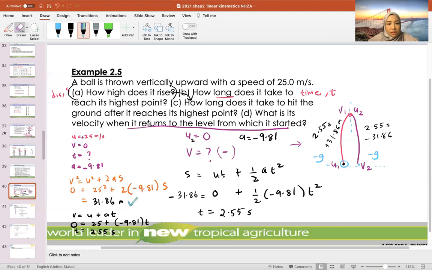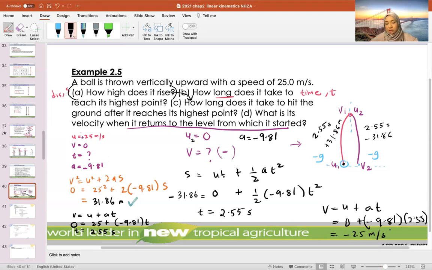What is its velocity when it returns to the level from which it started? So just use the same equation. V equals to U plus AT. We know what our U is. It's a 0 minus 9.81. And our T is, we already found it, 2.55. So it should get us minus berapa tadi? Minus 25 meter per second. Minus 9.81 times with 2.55. So we get minus 25 meter per second.